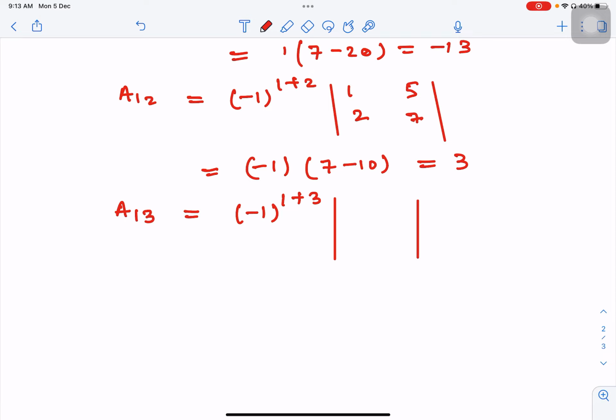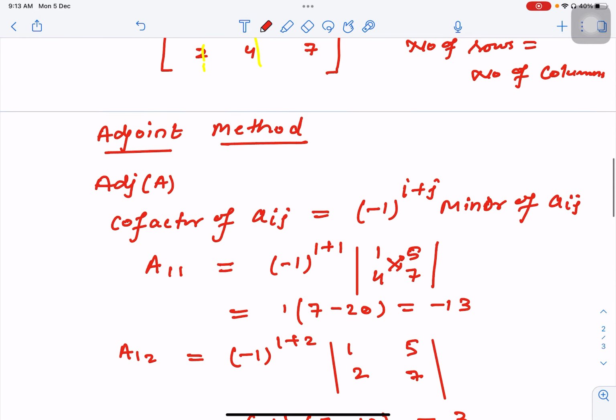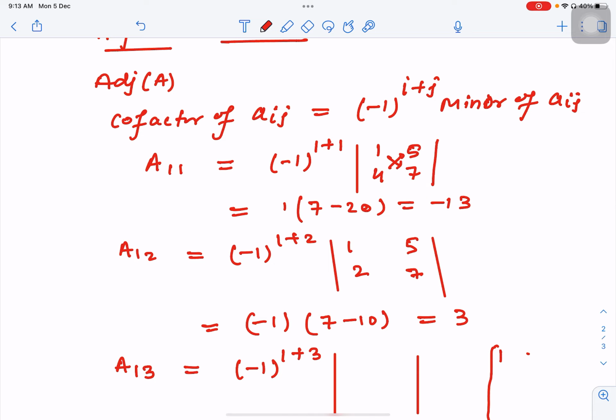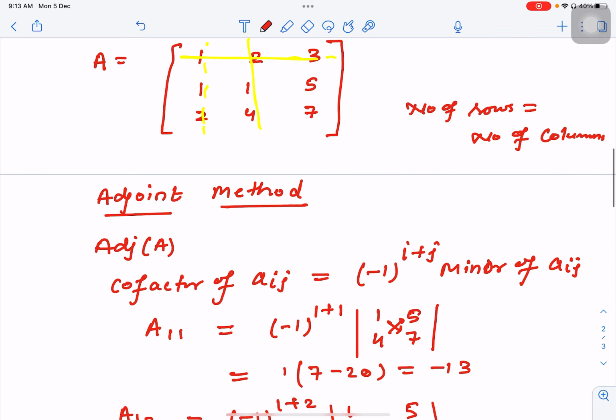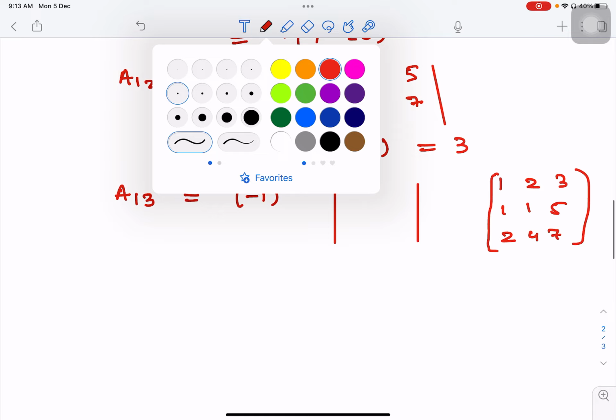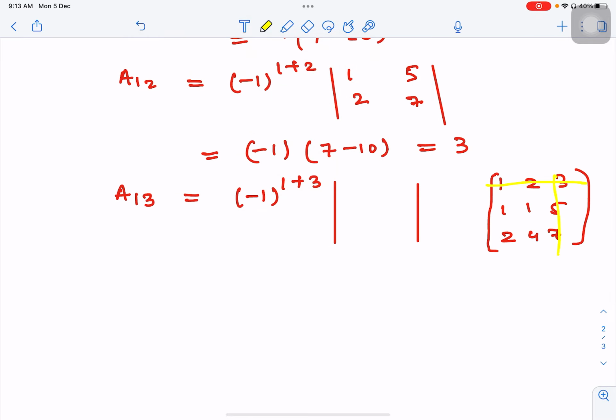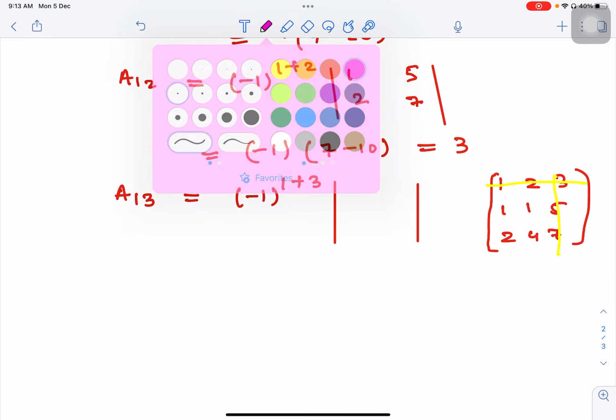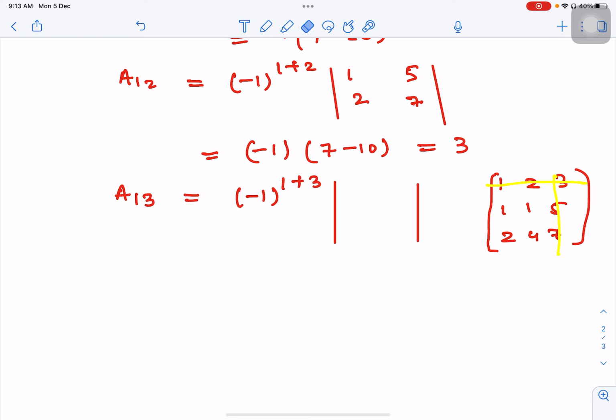For our benefit, we'll write the matrix again here, so that I don't need to go back again and again. 1 2 3, 1 1 5, 2 4 7. Now delete the first row and third column. What remains? Just write down that, 1 1, 2 4. So again this into this minus this into this. So 1 into 4 is 4, 4 minus 2 will give us 2.